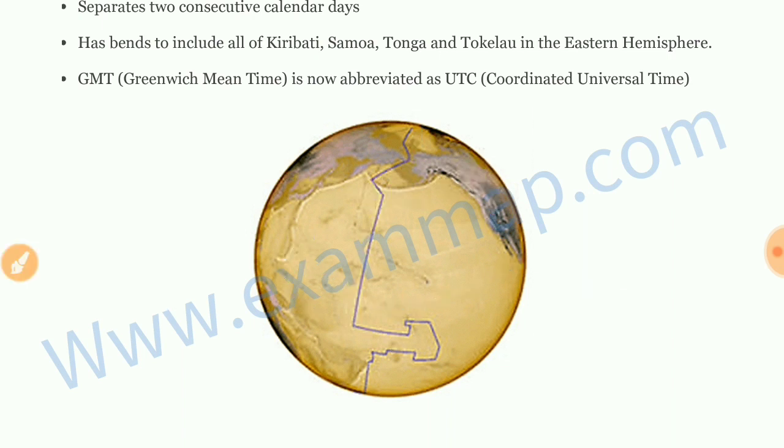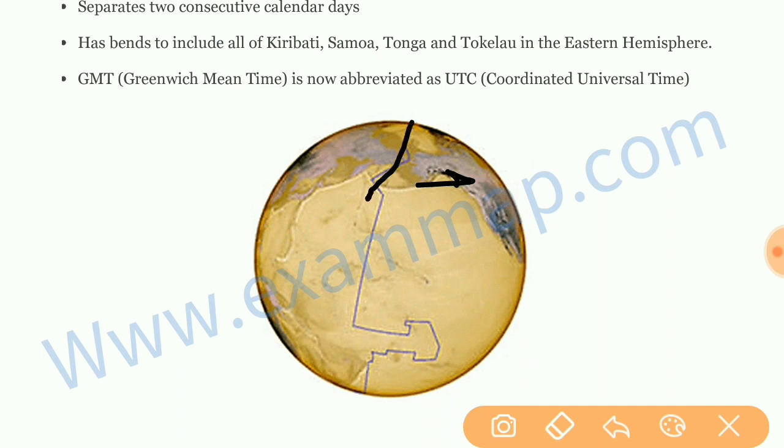This international date line passes through the Pacific Ocean. Some groups of islands fall on either side of the date line. If the international date line was straight, then two regions of the same island country would fall under different date zones.